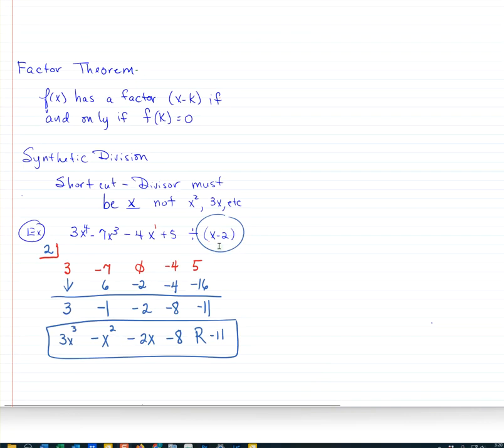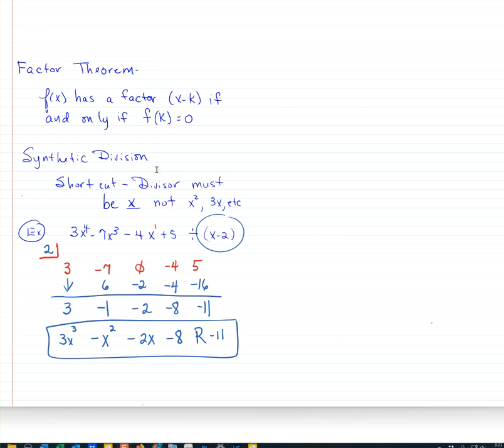So we're going to do some with that. Now let's look at synthetic division. Many of you may have already learned that. If you haven't, it is just a shortcut to use in dividing, but your divisor must be a plain x, not x squared, 3x, anything like that.